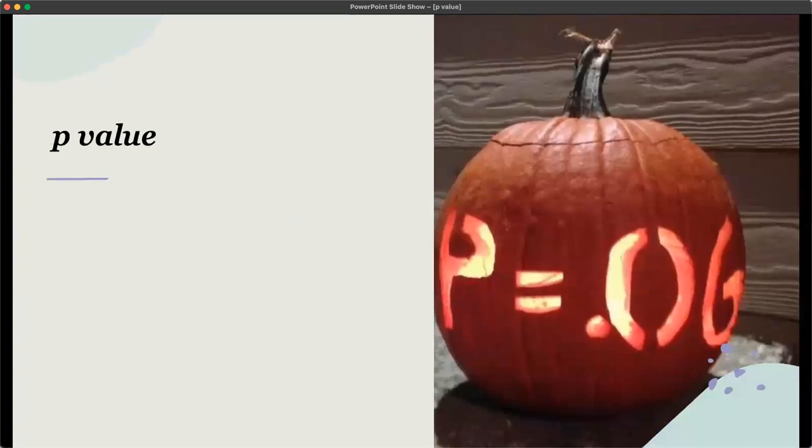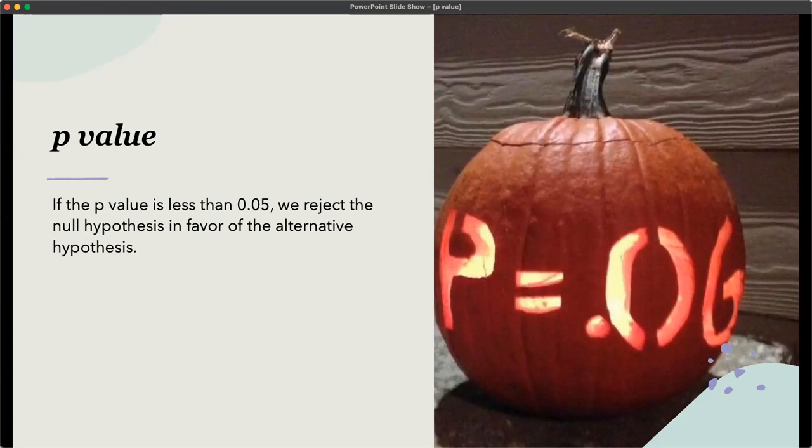Okay, so I don't have exactly where I got this meme from, but a p-value of 0.6 is a very scary thing to many researchers because what we're looking for is a p-value less than 0.05. If the p-value is less than 0.05, we reject the null hypothesis in favor of the alternative hypothesis. So if the p-value is less than 0.05, we have the results we were looking for.